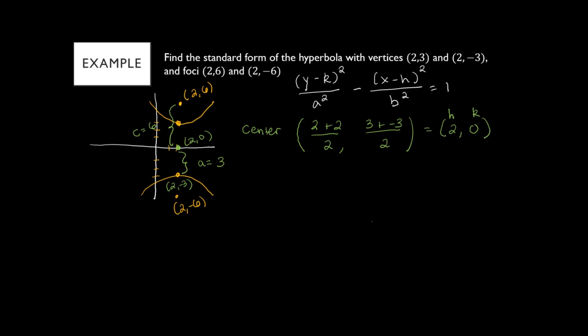So once you have your A and your C, then we can find B squared with our formula, C squared minus A squared. So C is 6, so that's 6 squared. A is 3, so that's 3 squared. So we have 36 minus 9, which is 27.